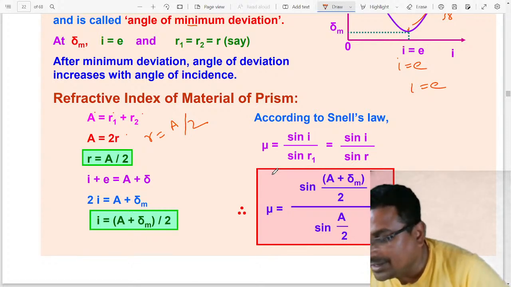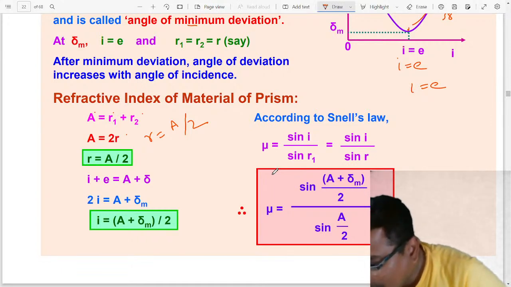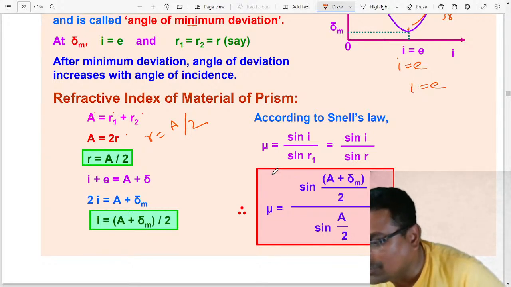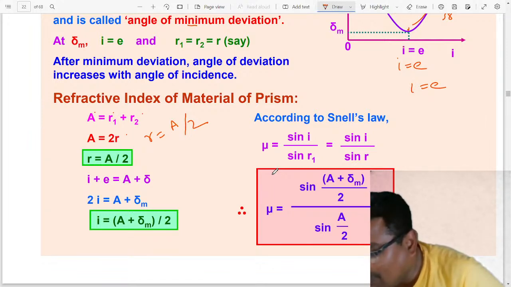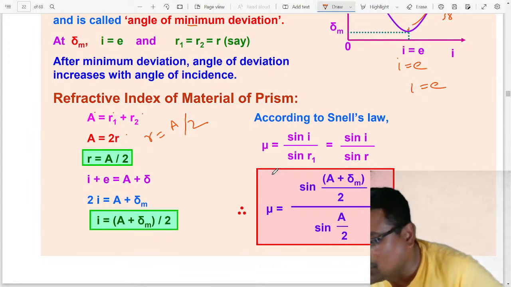No friends, today, yes Asha ji, we will solve the numericals, we will solve the MCQ questions also. Today is not a holiday, today we are taking the class. Okay? Yes, we will help you, we will solve the numericals and the MCQ questions.